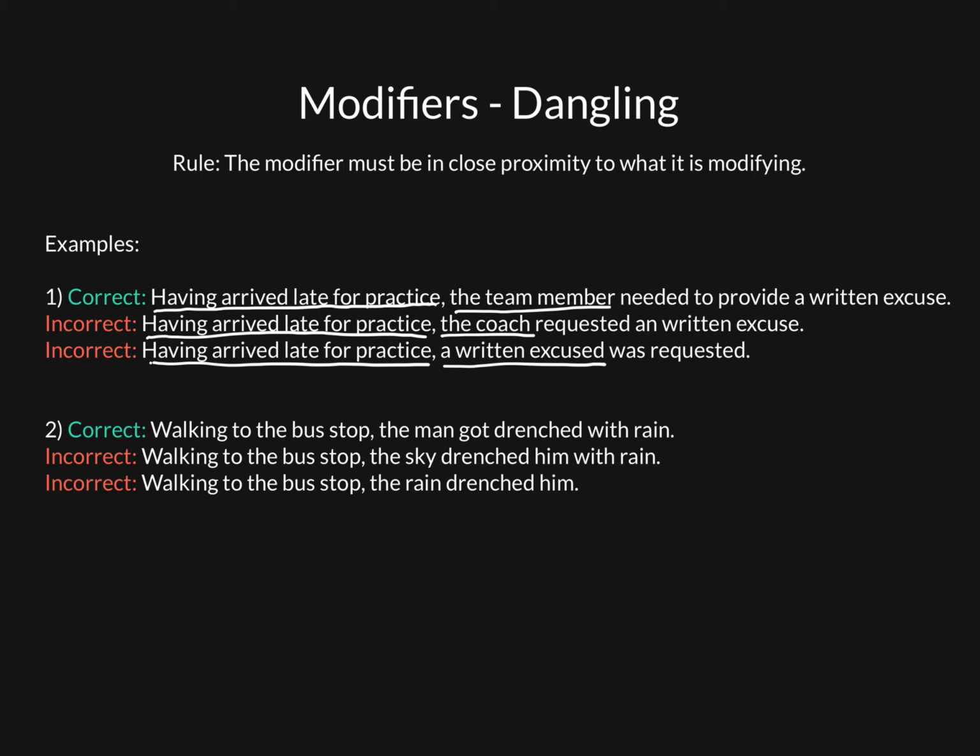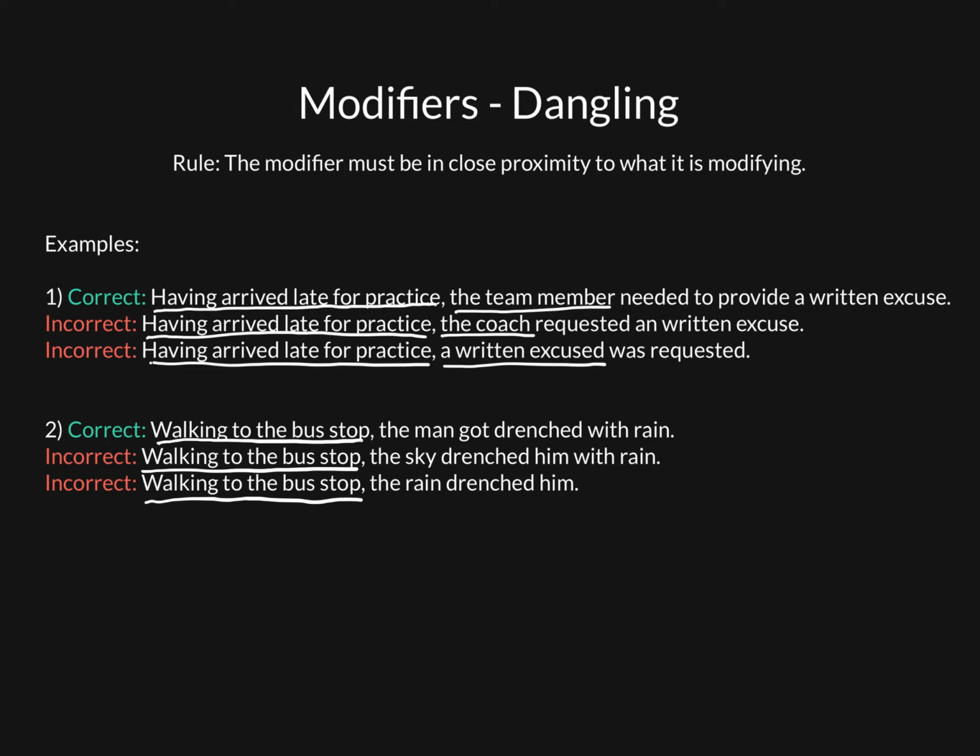Now, let's tackle the second example. So again, we have a dangling modifier. We have walking to the bus stop, the man got drenched with rain. So here we have walking to the bus stop. That is the dangling modifier. And then we have that within every single sentence.